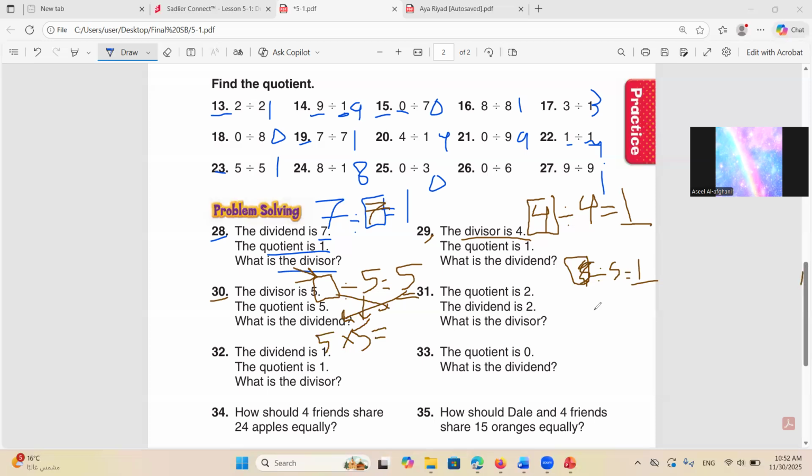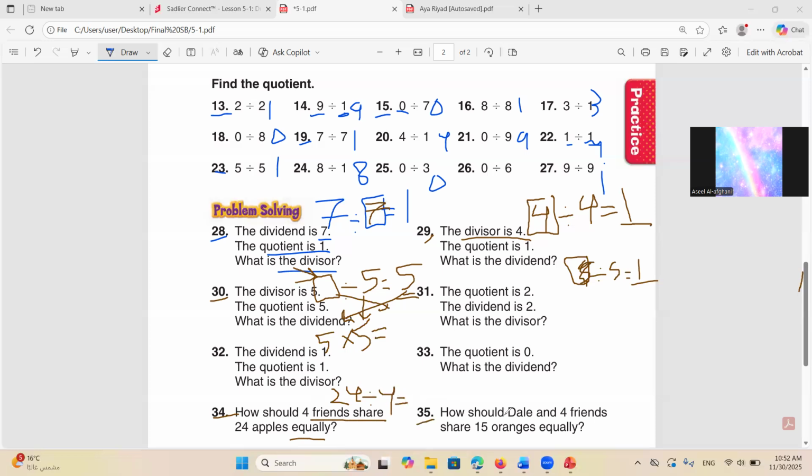Okay, the other questions, let's take this one for example. How should four friends share 24 apples equally? We said if there is sharing and it is equal, of course we are using division. So we have 24, which is your dividend, divided by four friends. And you will find the quotient, okay?